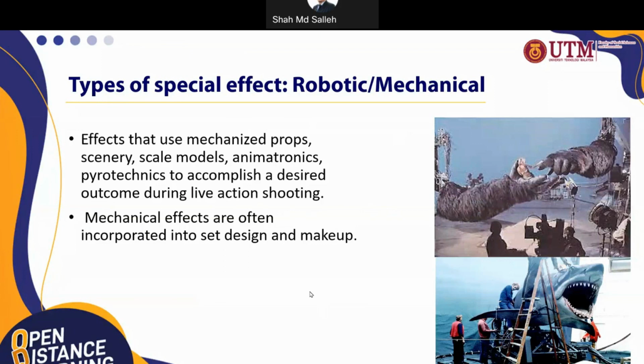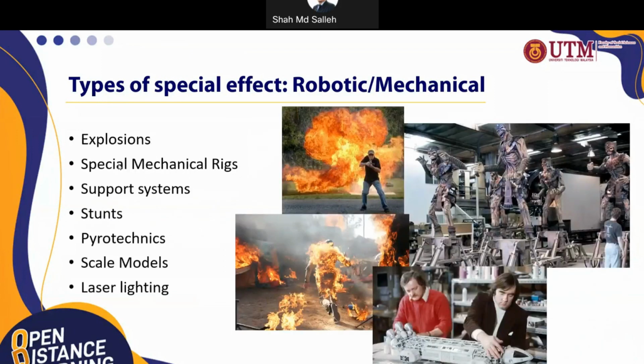Another special effect using explosions, special mechanical rigs, support systems, stuntmen, for example, stuntmen, pyrotechnics using some kind of custom scale model, for example, wires, laser lighting, and so on.